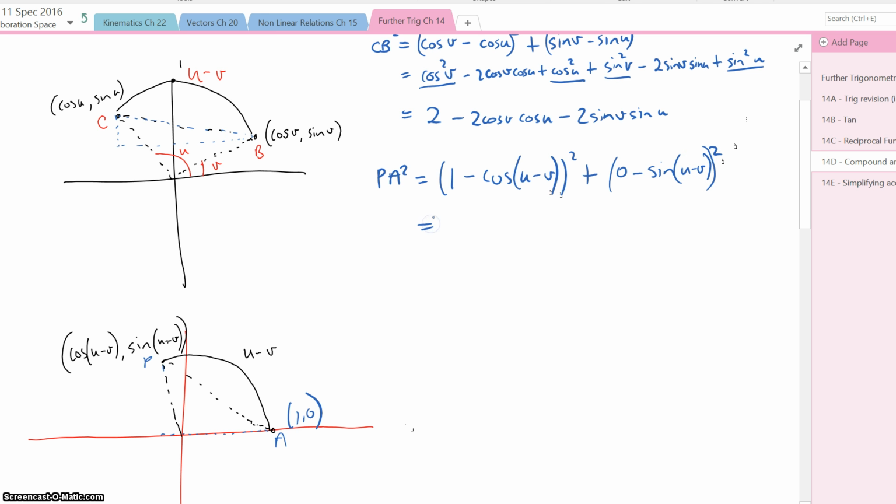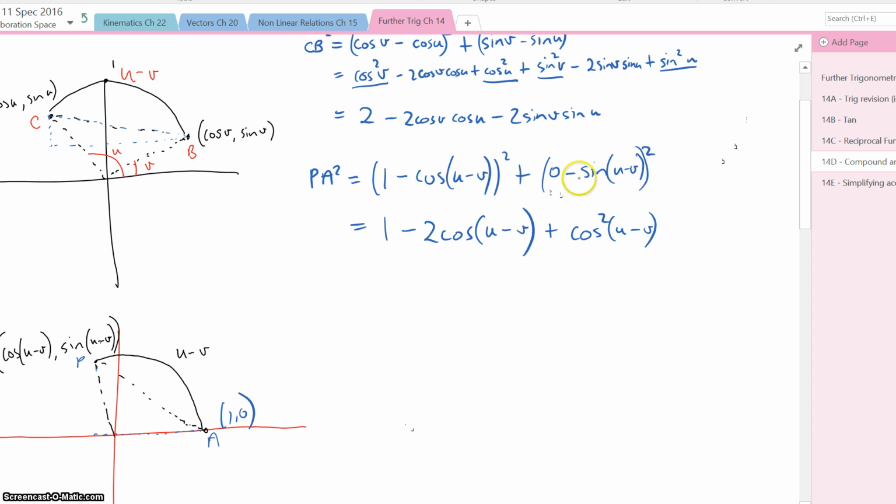Okay, now I'm going to expand this and I'll get 1 minus 2 cos(u minus v) plus cos squared of (u minus v). That 0 minus is going to disappear. It's just going to be plus sin squared of (u minus v). And again, I look at this, I add those together, that's just 1. So I get 2 minus 2 cos(u minus v). I'm almost there. I've almost proved my rule.